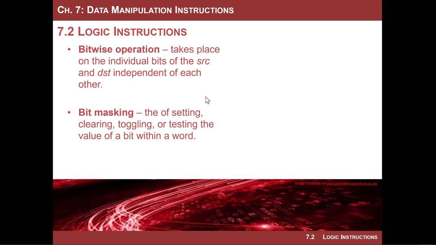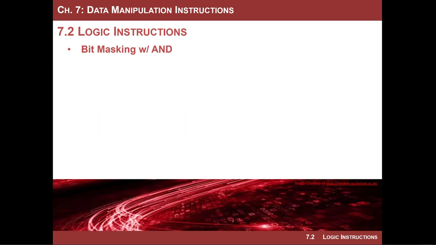This one again is not terribly difficult. Sometimes you do take two inputs and AND them together, but most of the time what you do with an AND operation is this concept called bit masking. It's a technique where you take a constant word and you can either set, clear, toggle, or even test the value of a bit or bits within the destination, okay? And so let's look at how we can use this.